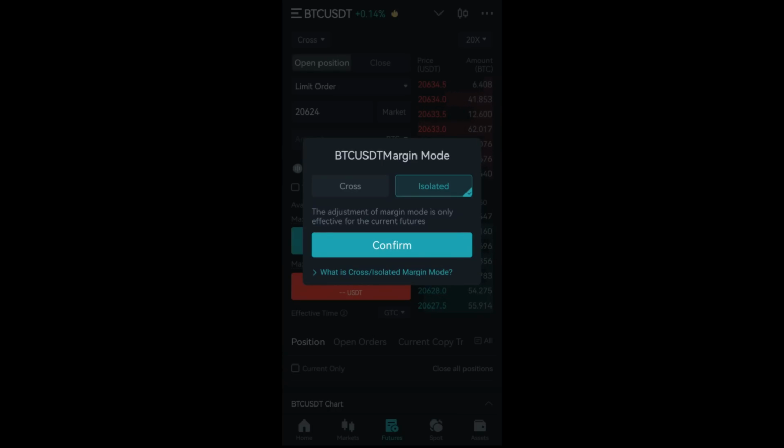In case you select cross, and your trade goes wrong, even though you selected 50 USDT to trade, that 50 USDT and the balance 50 USDT in your futures wallet, both can get liquidated. So always go with the isolated option.